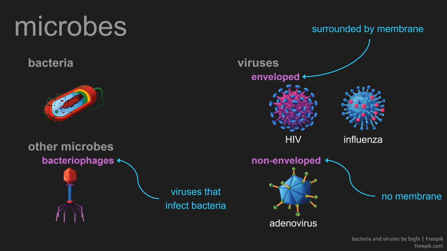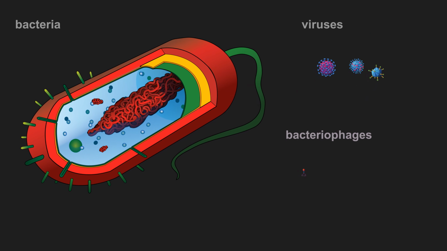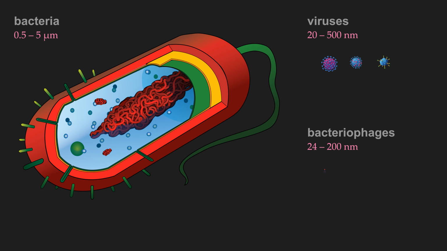And we might also want to kill viruses that specifically infect bacteria. These are bacteriophages. These can be enveloped or non-enveloped. But before we press on with how alcohols deal with these little nightmares, let's have a look at just how small they are. The smallest bacteria and the largest viruses are about the same size, but generally bacteria are hundreds of times bigger than viruses. Bacteriophages have to be small enough to infect bacteria, and they are generally smaller than other types of virus.